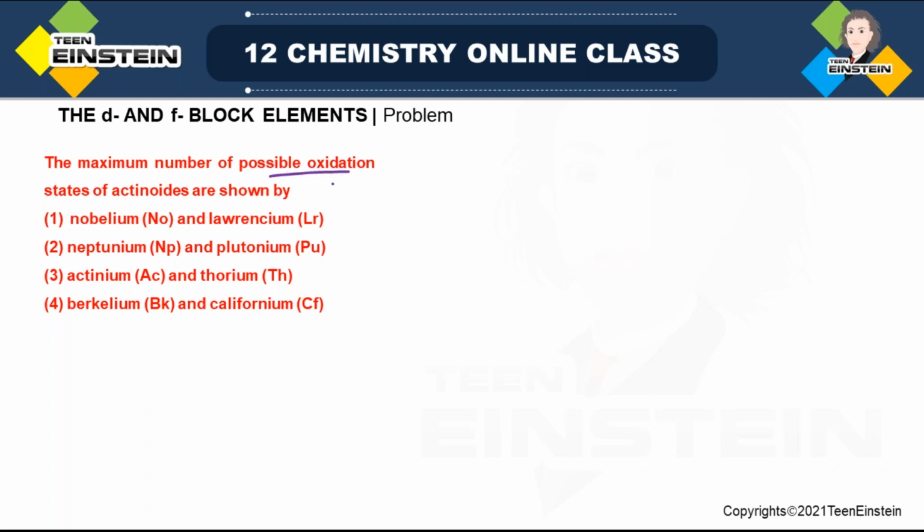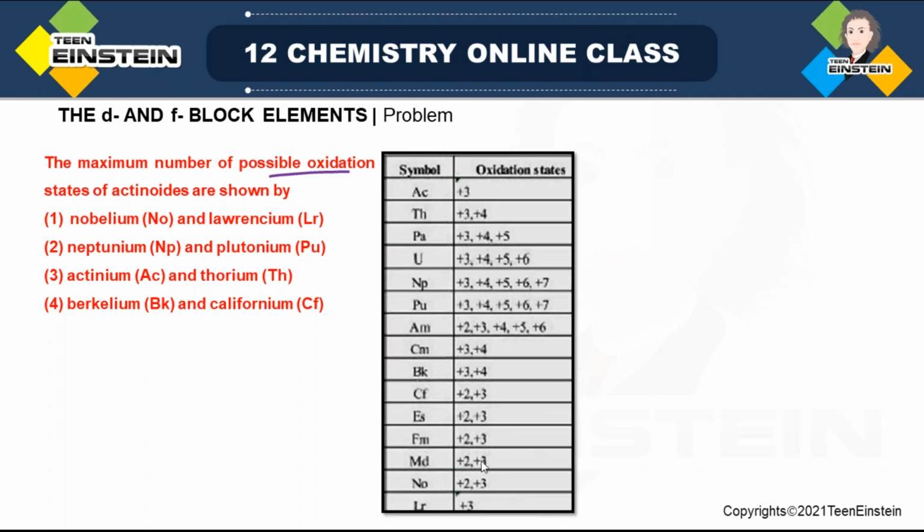Maximum number of possible oxidation states of actinoids are shown by which of these pairs? So in each option you will find some pair: nobelium, lawrencium, neptunium, plutonium, actinium, thorium, berkelium, californium. All these 8 elements are actually actinides. But which pair will show maximum oxidation state? So this table I have already given in the oxidation state slide. Fine. I have added it here again so that you can understand it easily.